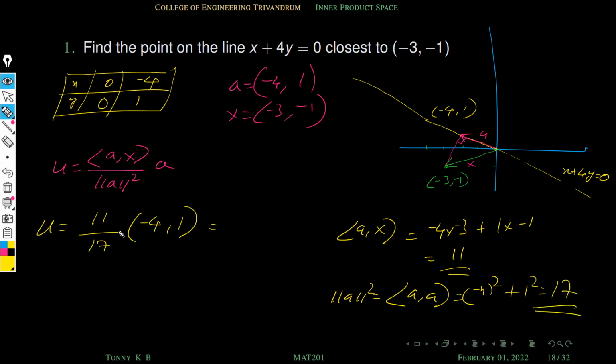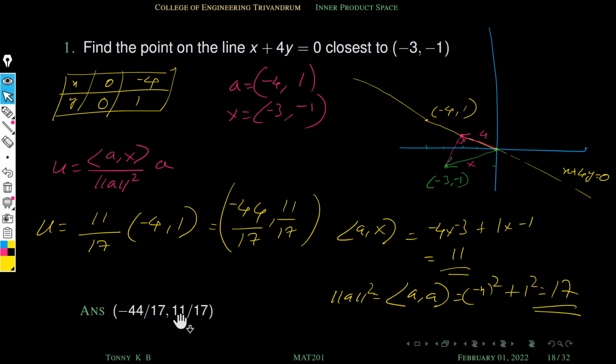So u equal to 11 by 17 into the vector A. Vector A is minus 4, 1. So this becomes minus 44 by 17 comma 11 by 17. So this is the vector u. That means the coordinate of this point is this one. So this is the closest point on the straight line to the point minus 3, minus 1.